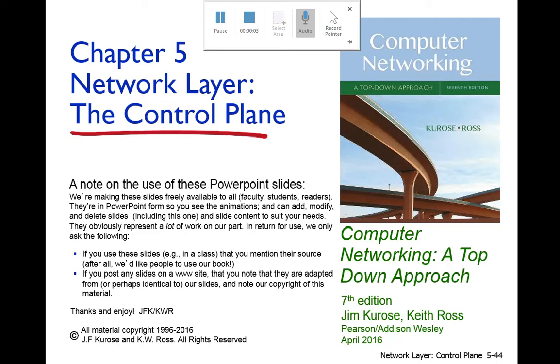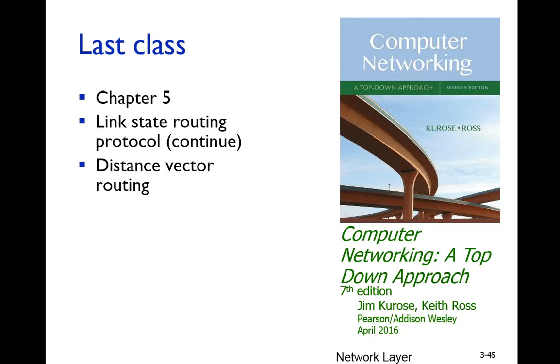Okay, we are going to continue chapter number 5, network layer and the control plane. Okay, so in the last class we had discussed chapter number 5, link state routing protocol and distance vector routing protocol. So these are discussed in detail through examples.